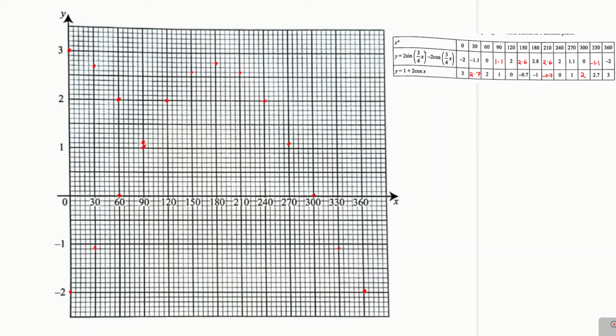And then 91. And then now we have 120, 0. 150. Negative 0.7, negative 0.7, then 180, negative 1, then 210, negative 0.7, 240 is 0, then 271. Then 302 is, then 330, you have 2.7, and then the last one is 360, which is 3.